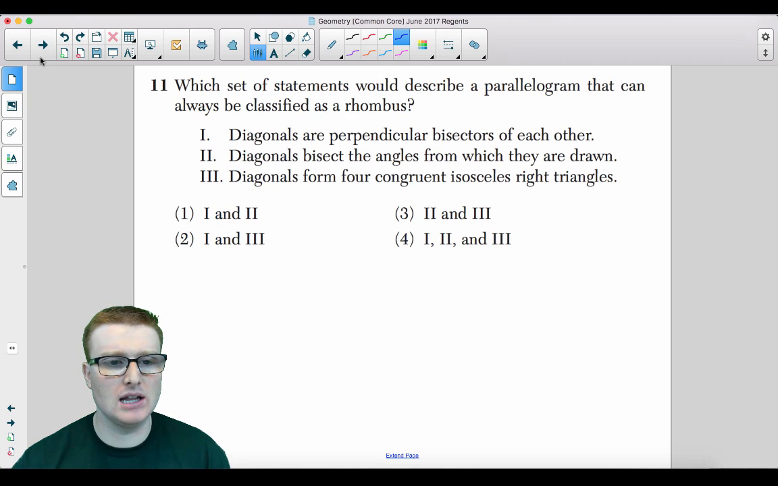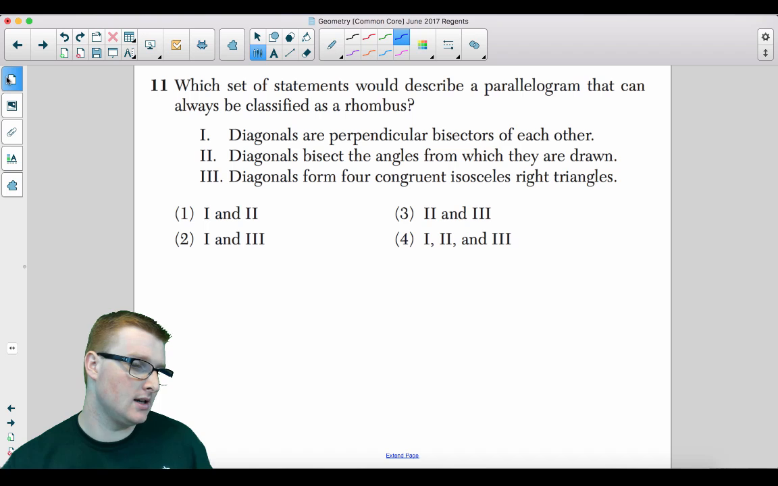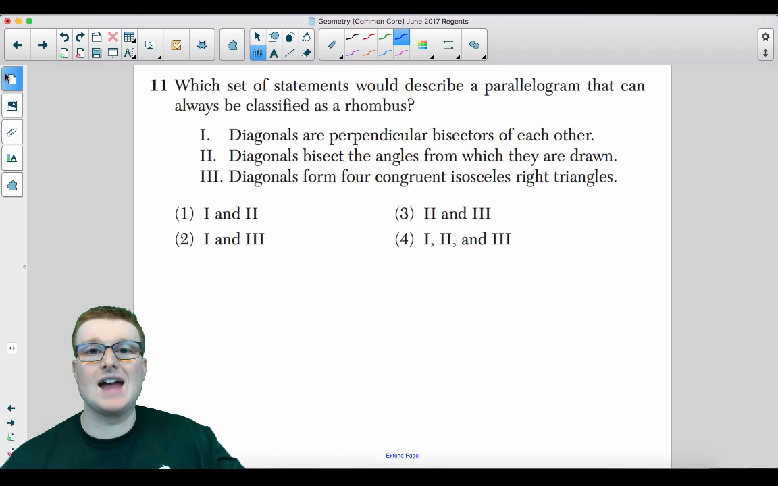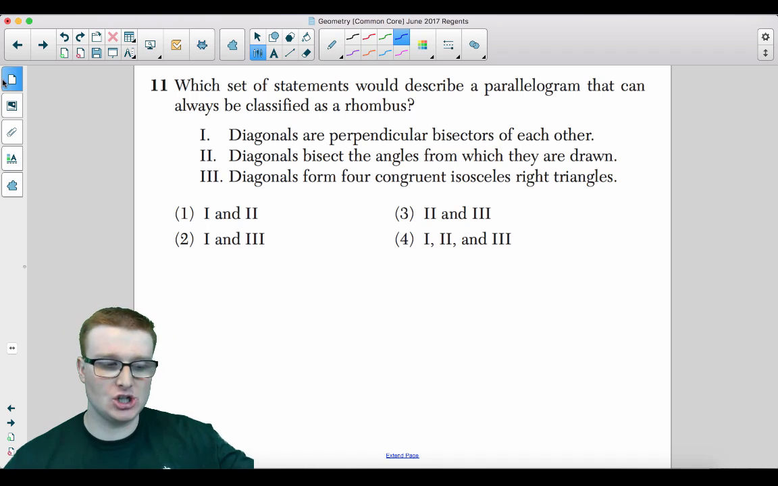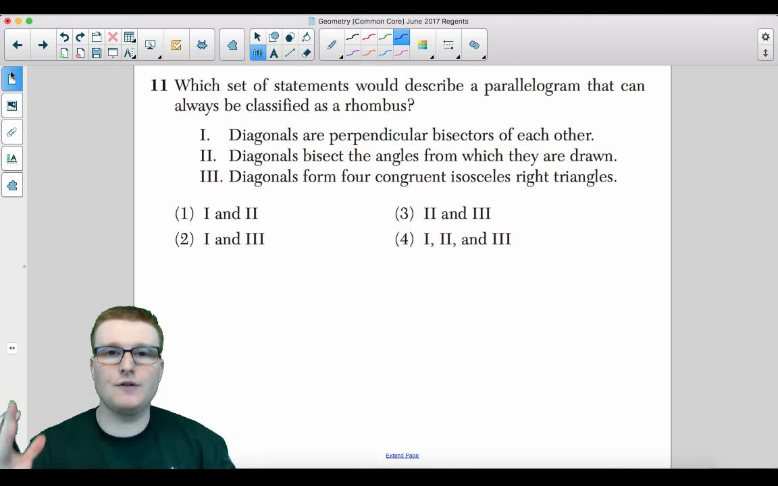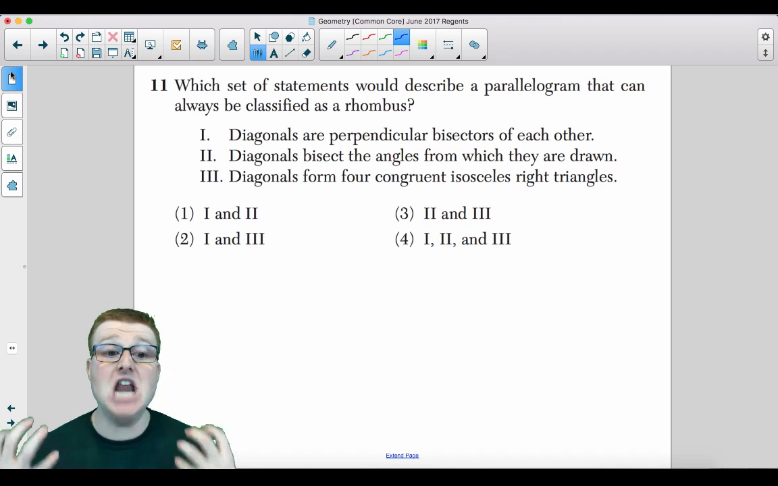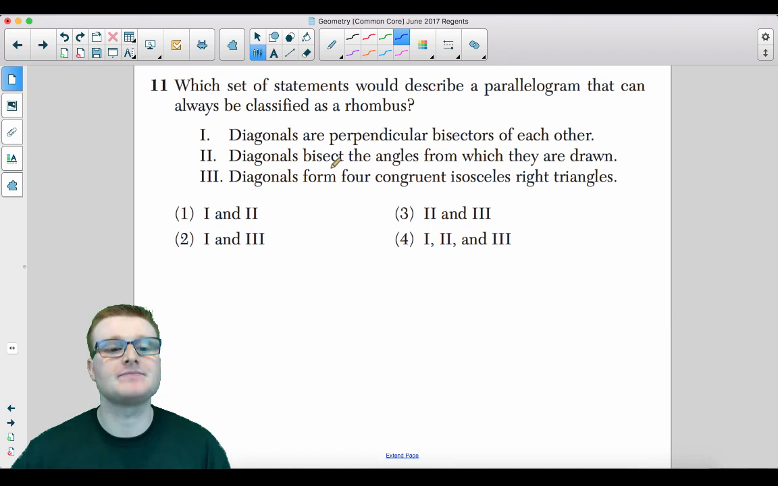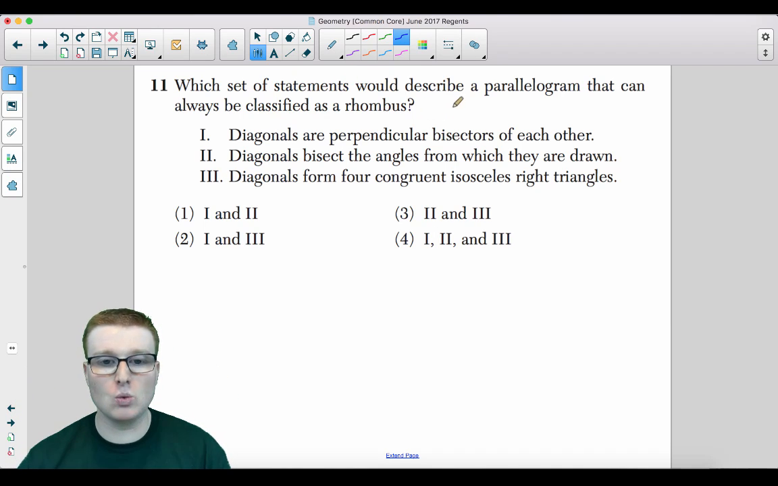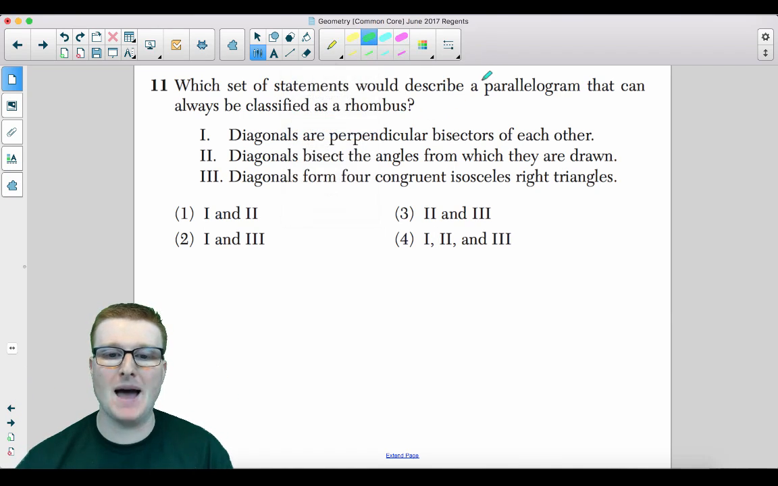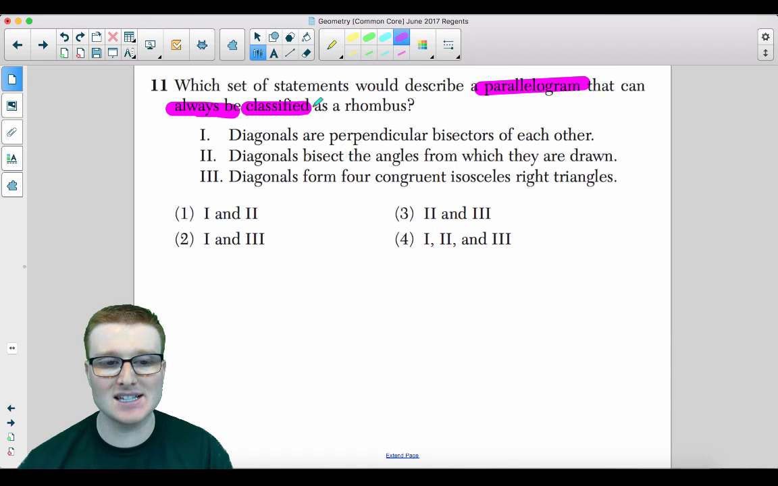All right, number 11, almost there. Oh, dear. I remember when this question was on the exam. I'll never forget the day that I was in school looking at this exam. It drove me nuts. Let me read it to you. Which set of statements would describe a parallelogram that could always be classified as a rhombus?